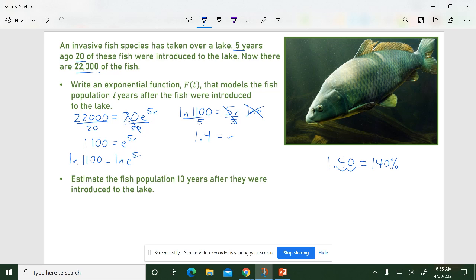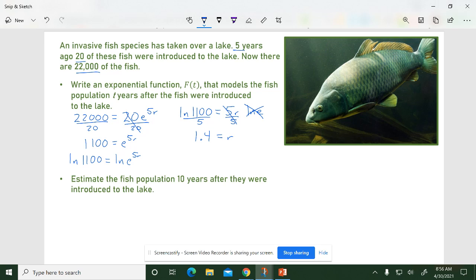And so what that means is these fish are growing at an alarming rate. So after 1 year, they would be at more than 100% of their population the previous year. Or they would add more than 100% of the previous year's population. So they're more than doubling every year, basically. Okay, anyways, we know r is 1.4, so now we can write the function.